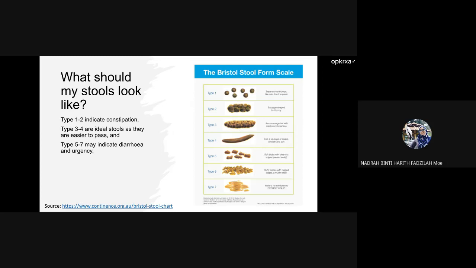Sebab itulah orang diarrhea ni dia dehydrated. Sebab dia tak dapat reabsorb water, tak dapat absorb water from the digested food. Okay, so apakah tanda-tanda yang kita punya large intestine ni is a healthy bowel. So basically antara tanda-tanda dia ialah regular defecation, tak semestinya mesti hari-hari, tapi dia punya julat dia ialah kita defecate 1 to 3 times a day atau dalam satu minggu tu 3 times per week.